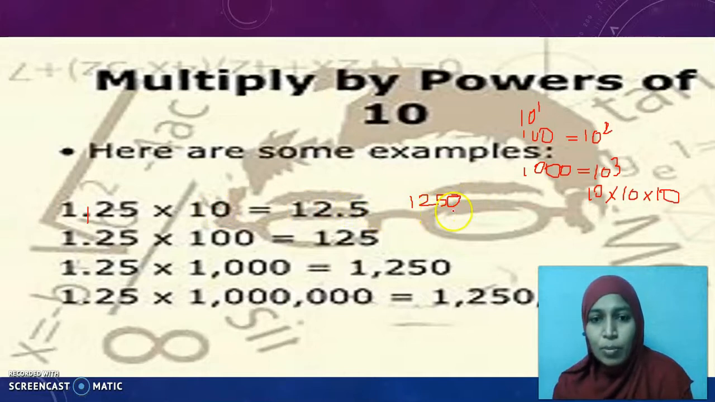Where to place the decimal point? I have to find the number of decimal places. Here I have 2 decimal places. How many decimal places? 2. So I have to place the decimal point from the back after 2 digits. 1, 2. So my answer will be 12.5. Here it is. Is it clear?